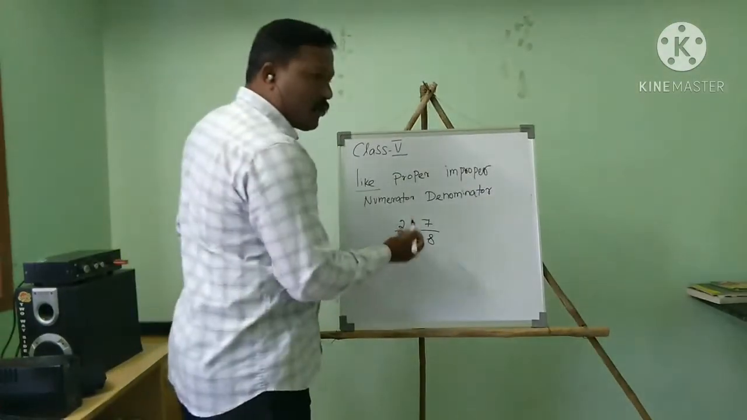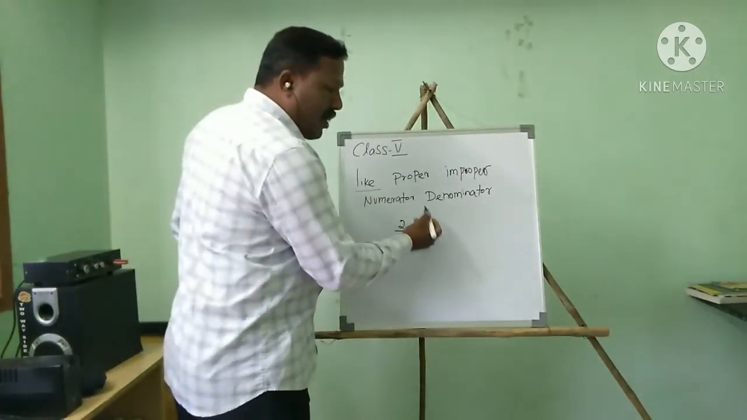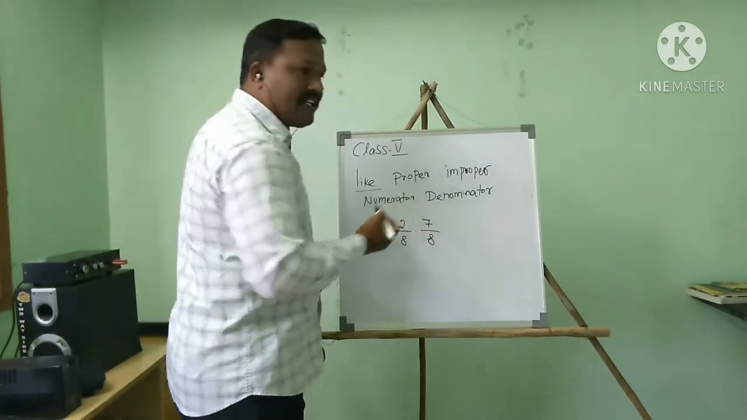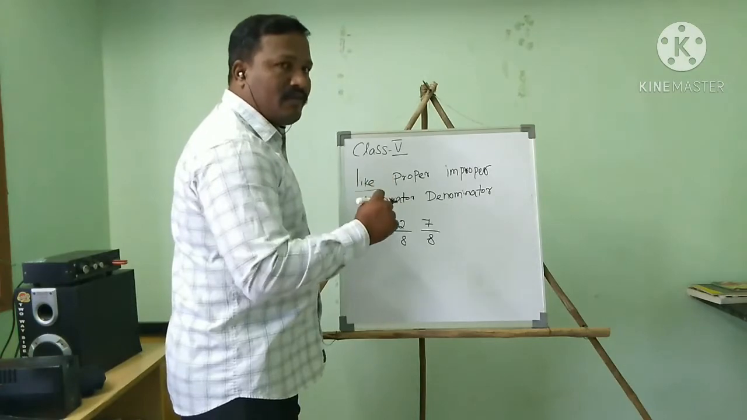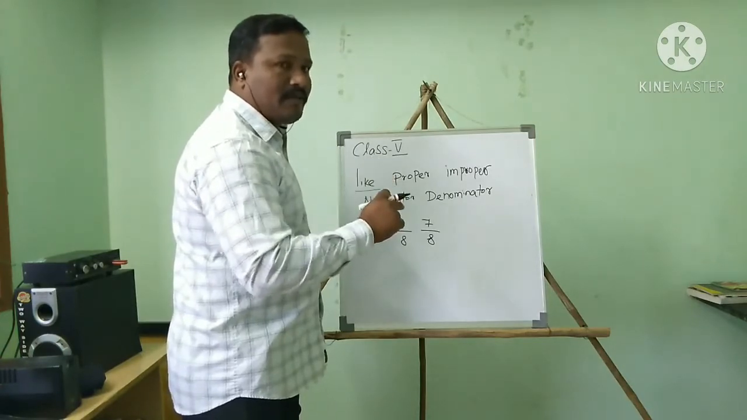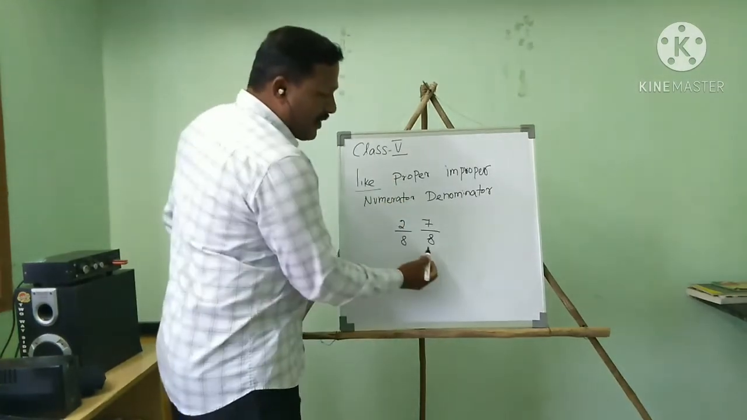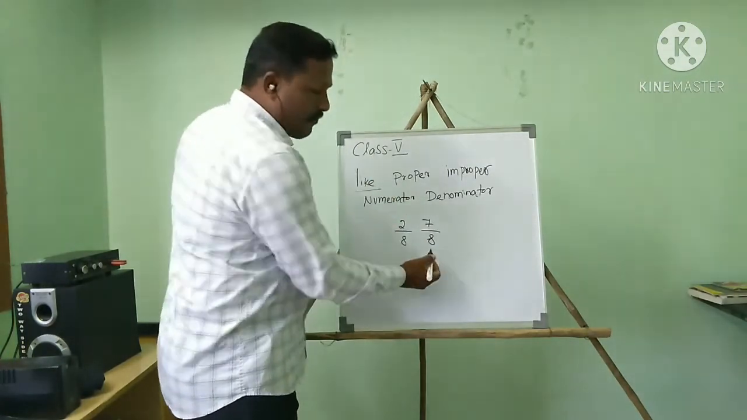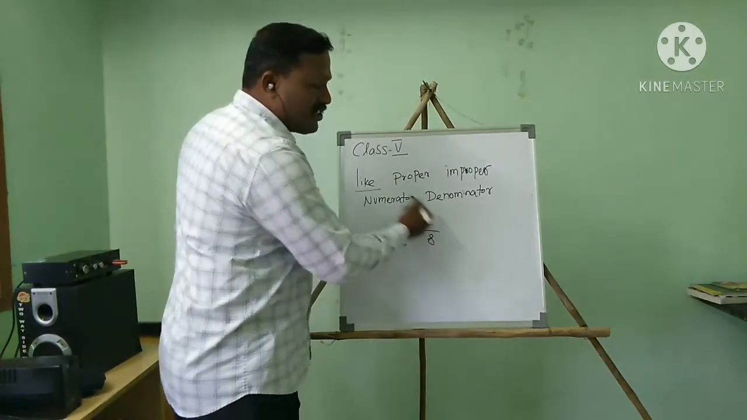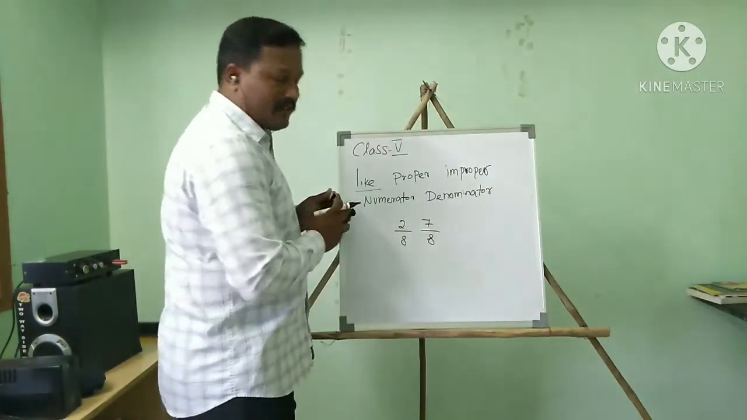What is the definition of a proper fraction? A fraction whose numerator is less than the denominator. Here the denominator is 8 and the numerator is 7, so the value is less than 1. This kind of fraction we call a proper fraction.